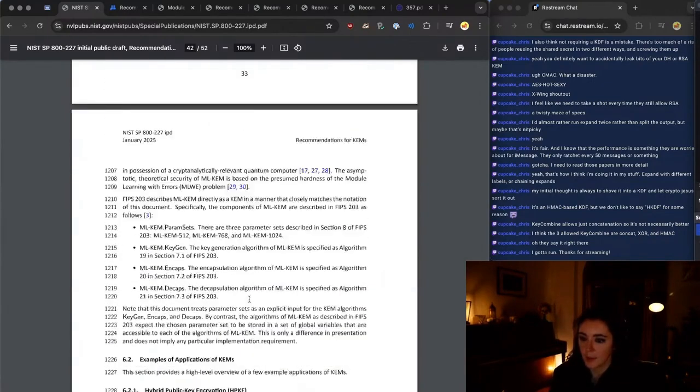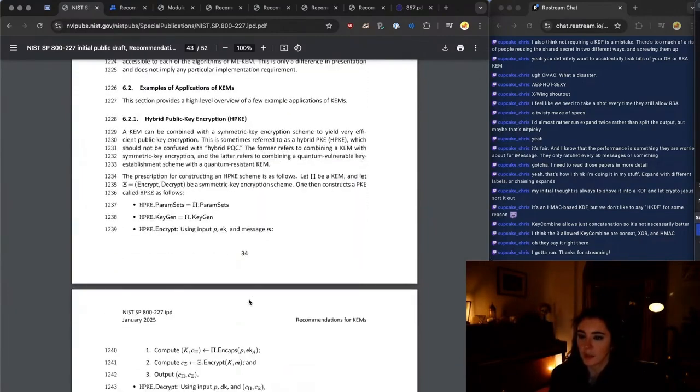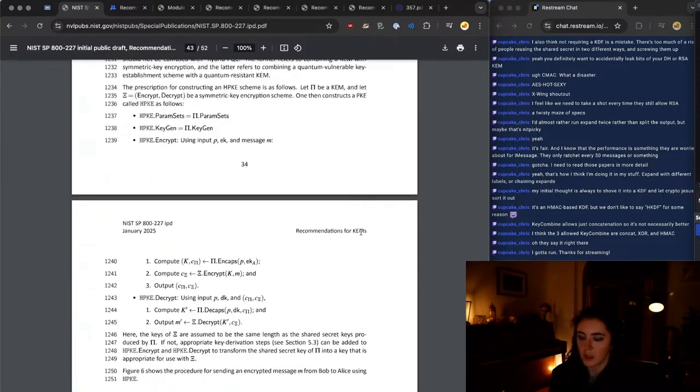ML-KEM. Talked a lot about ML-KEM before. You can go look at ML-KEM. Okay. Examples of application of KEMs. HPKE. Yeah, yes, you can do that.